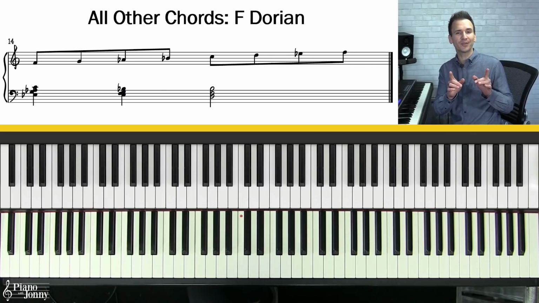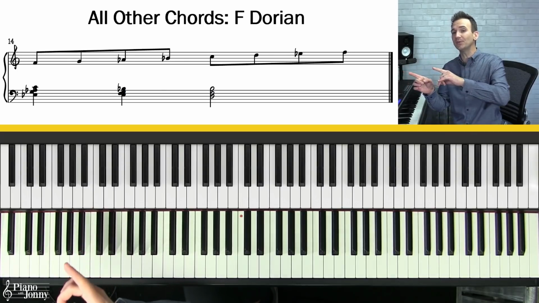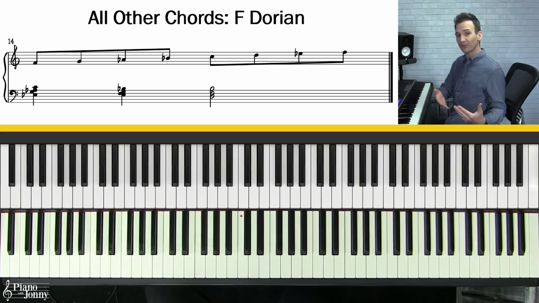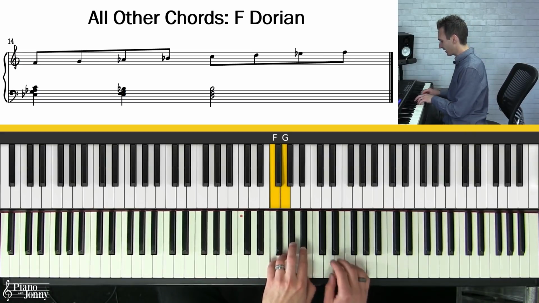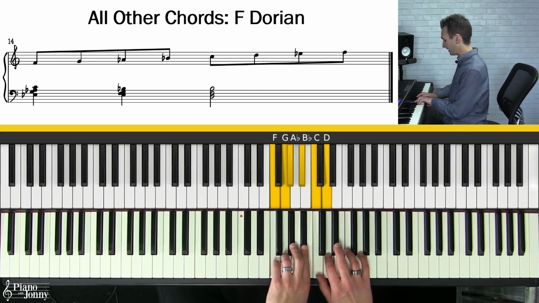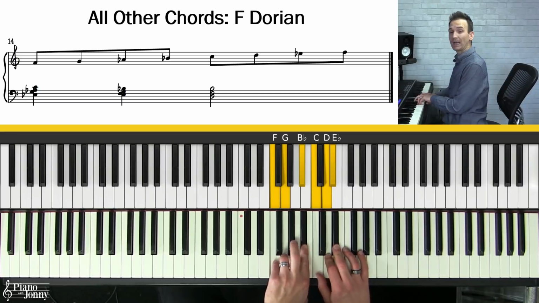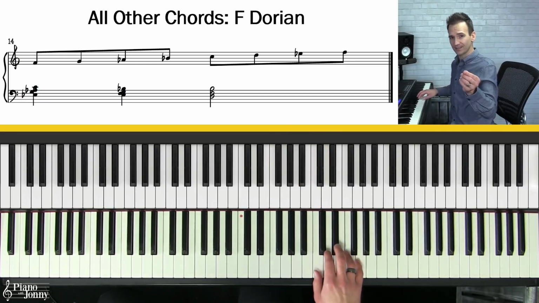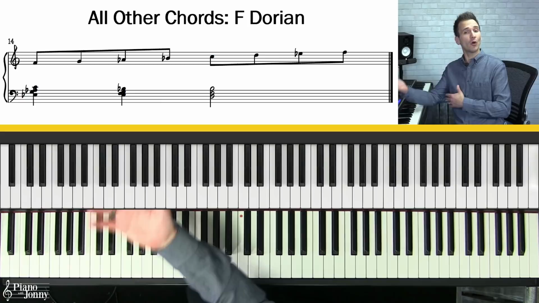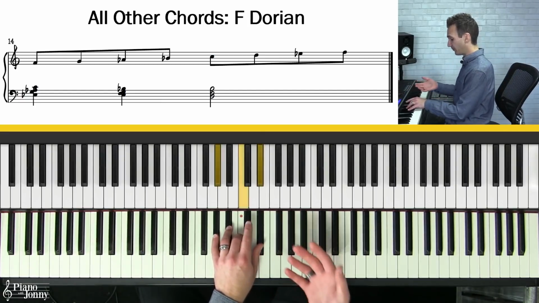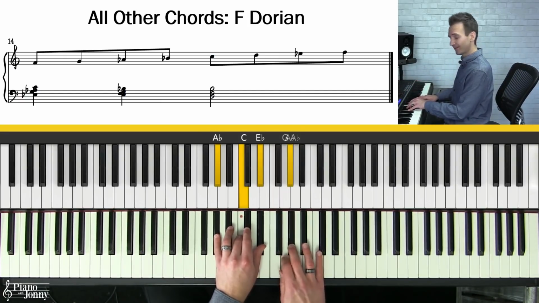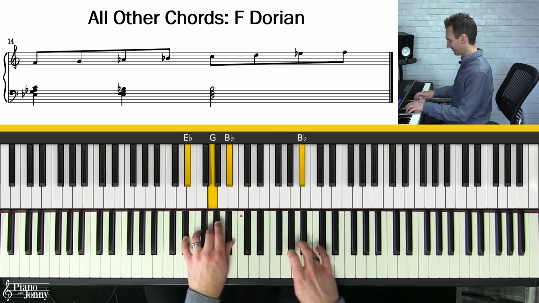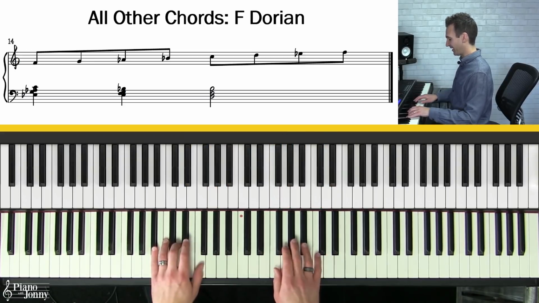Now here's the really cool thing. For all of the other chords, you only need to know 1 other scale, and it's only 1 note different from the F Mixolydian scale. For this scale, we're going to take that A and we're going to move it down to an A flat. And so we call this the F Dorian scale. And so this scale will work over all of the other chords. For example, on the A flat, it sounds great. On the E flat, and then on the B flat.